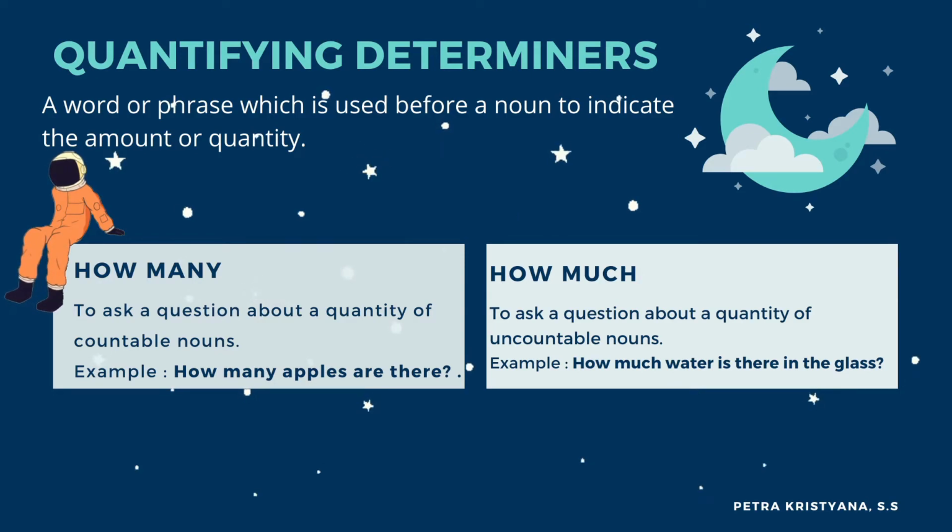And the last one, you must remember about the quantifying determiners. It is about how many and how much. It is used when you want to ask about quantity. Jadi ketika kalian mau bertanya, ya, so we use how many if you want to ask a question about a quantity of countable nouns. Ya, jadi digunakan ketika bendanya itu bisa dihitung. Kalian mau bertanya ketika bendanya bisa dihitung. For example, how many apples are there?